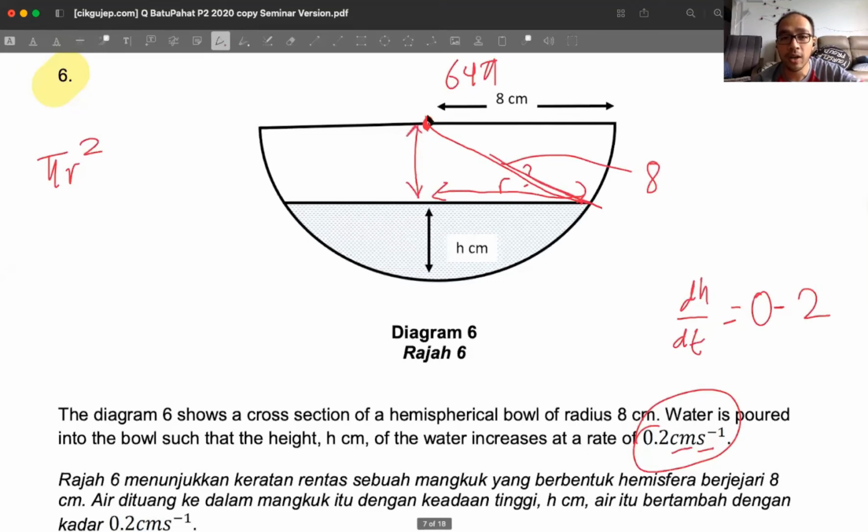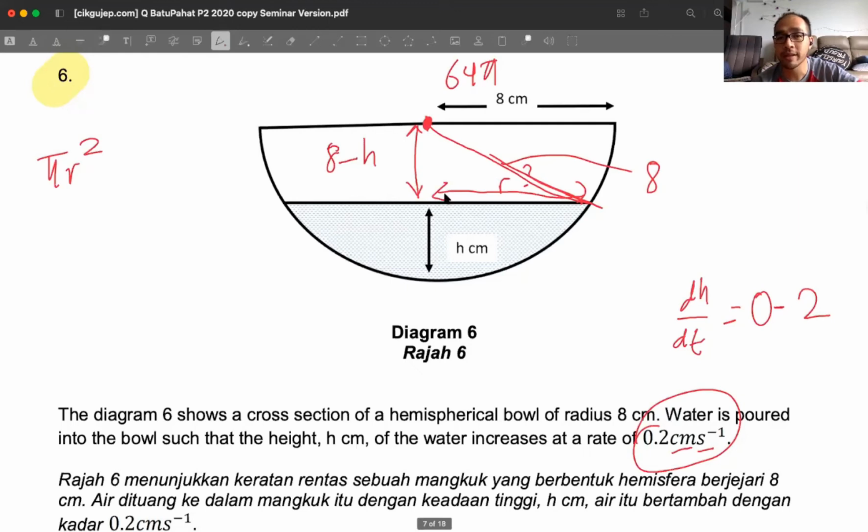How? The whole thing is 8, right? Because here is 8, here is 8, here is 8, here also 8. So this is 8 minus h. And this particular section, the whole thing is 8 minus h, I get this. So can I find this radius? Can. Of course you can.